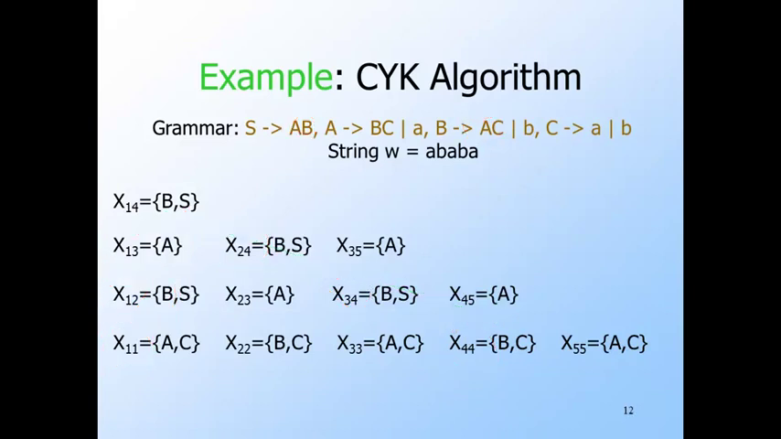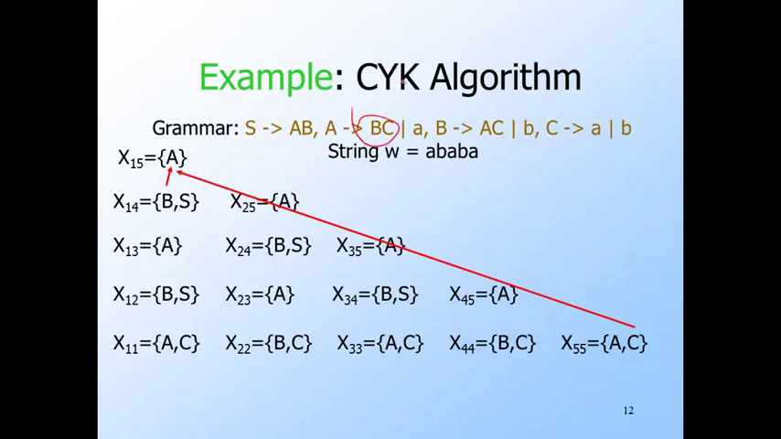Here are the last two entries in the triangular table. x25 turns out to be the set containing A. We'll let you check that one out. And x15 is also A. We get A from x14, which has B, and x55, which has C. BC is a body, and A is its head. Since S is not in x15, we conclude that ABABA is not in the language of the given grammar.